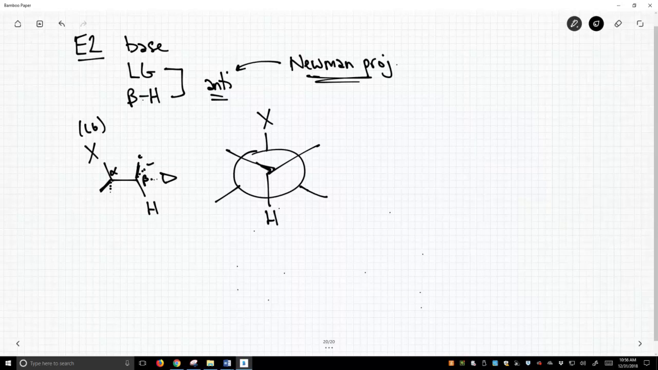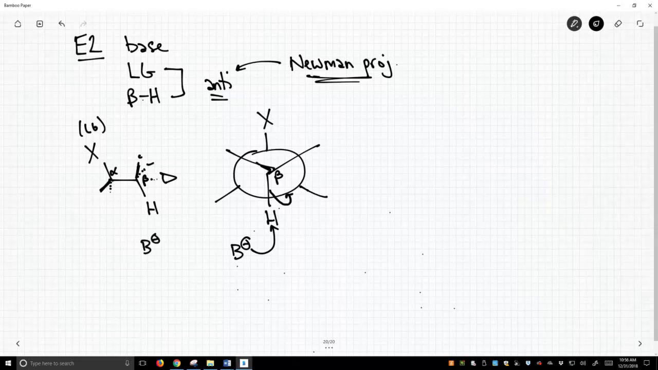Here's our beta carbon, and that bears our beta hydrogen. Behind the beta carbon, we can't see it because it's behind it, but there's an alpha carbon back there, and the X group is coming off that alpha carbon. So what's going to happen is our nice strong base is going to come in and attack that hydrogen, remove that hydrogen. It's going to break this CH sigma bond, and those electrons, it's hard to show on this Newman projection, but they're going to go between the alpha and beta carbons.